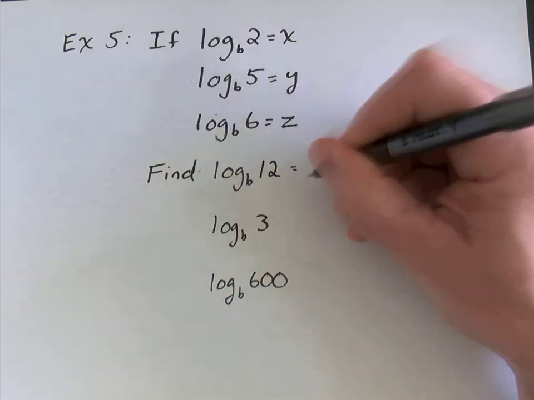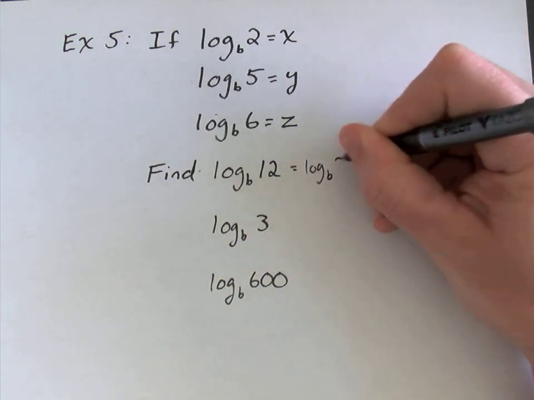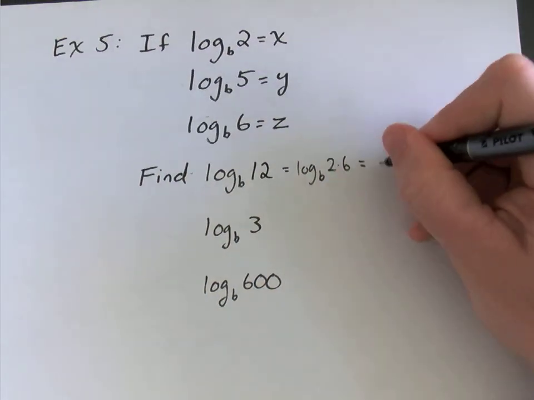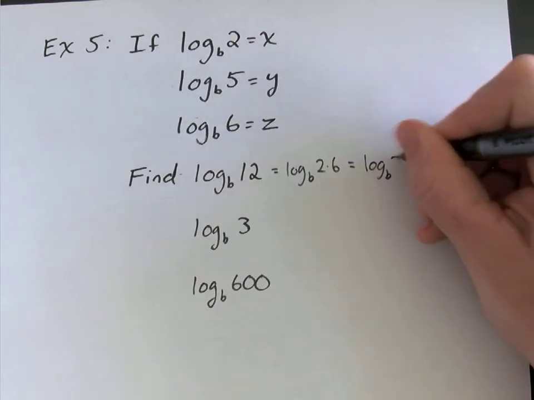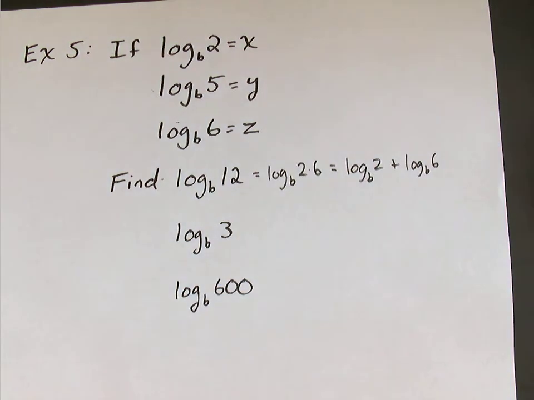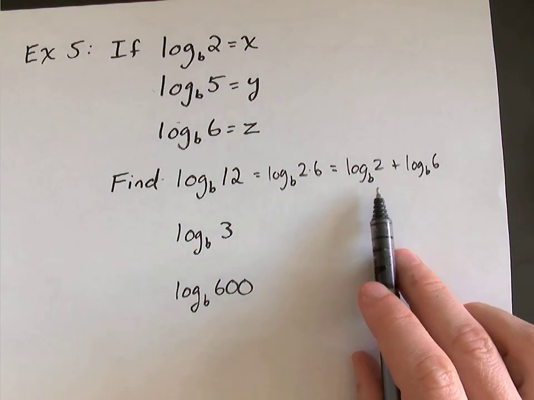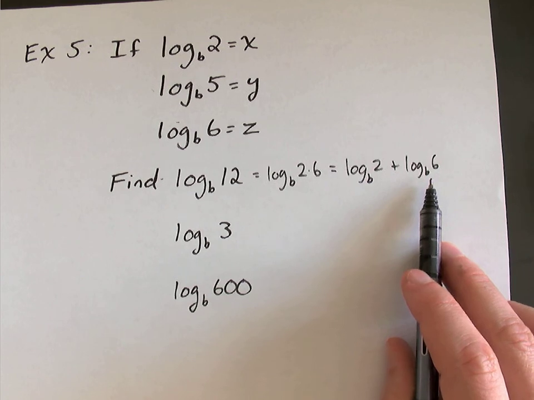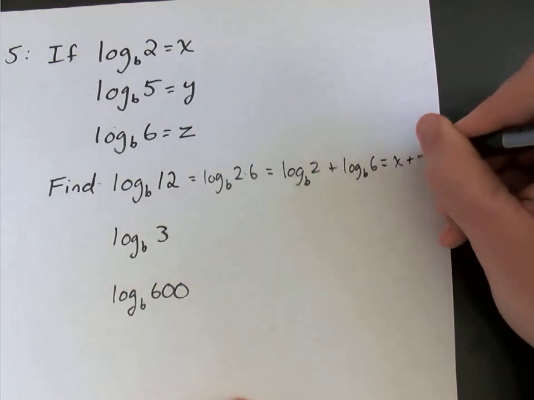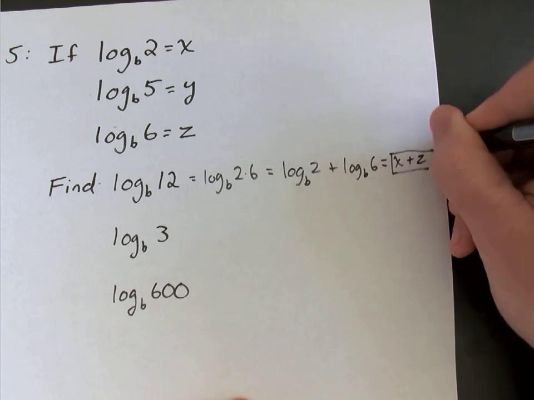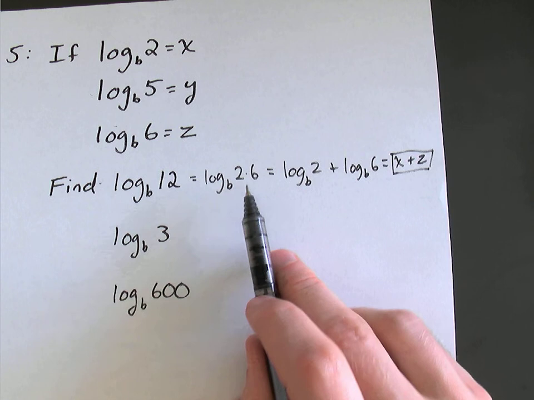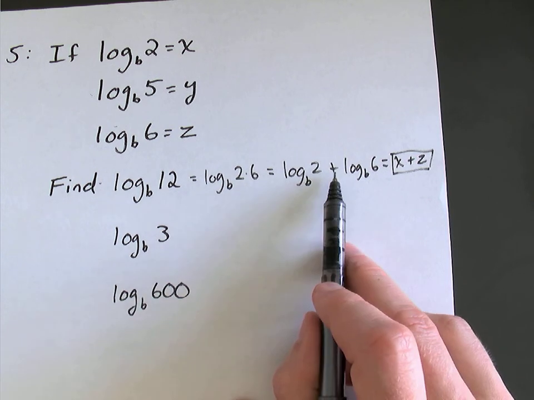Well, I know that 12 is 2 times 6, and I know that the log of a product is the sum of the logs. So log base b of 2 plus log base b of 6. I know 2, that's x. I know 6, that's z. x plus z is my answer. You might be tempted to write x times z because it's 2 times 6, but we know the log of a product is the sum of the logs, so that ends up with a sum.